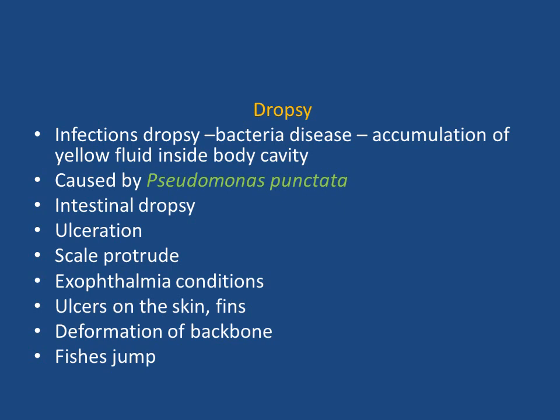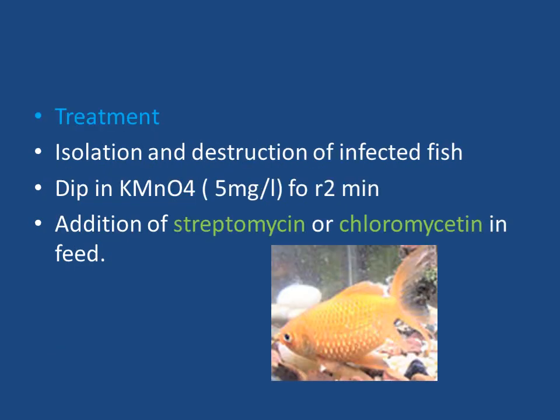Infectious dropsy, which is also a bacterial disease, is the accumulation of yellow fluid inside the body cavity, caused by Pseudomonas punctata. Intestinal dropsy, ulcerations can also occur, scales can protrude, and exophthalmic conditions can also occur, that is, the eyeballs can protrude outside. There is ulcer on the skin and fin, deformation of the backbone, and the fish tend to jump outside the water frequently.